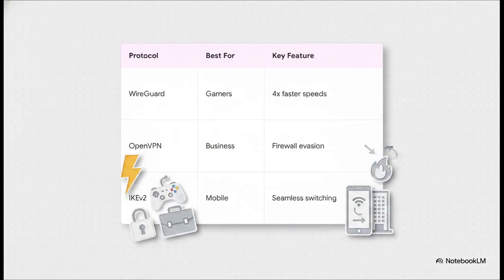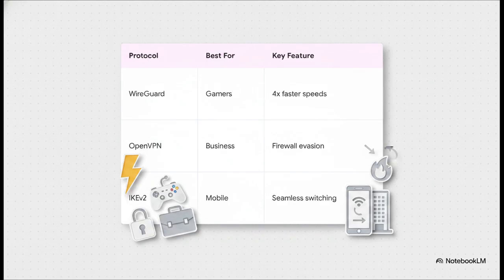Now, these algorithms are carried by different VPN protocols. Think of protocols as the languages the tunnel uses to operate, and you can optimize your own setup based on exactly what you need. For instance, if you're a gamer or a streamer, WireGuard is incredible. It gives you speeds up to 4 times faster because it has a really minimal header structure. If you're a business user handling highly sensitive stuff, OpenVPN is your go-to. It offers enterprise-grade reliability and can actually disguise itself to evade strict firewalls.